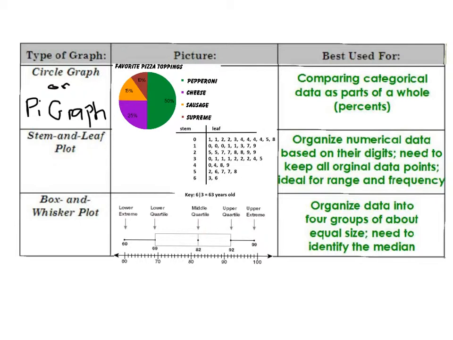And then just some vocabulary words you need to know: this end here is the lower extreme. That's always the smallest data point, and you have your upper extreme, and that's always your highest data point. And then you calculate the middle quartile, which is the median.